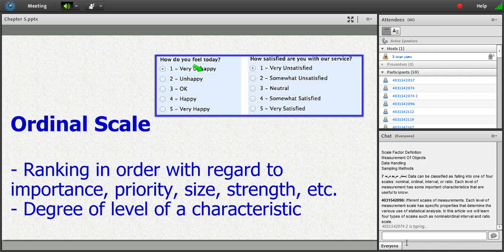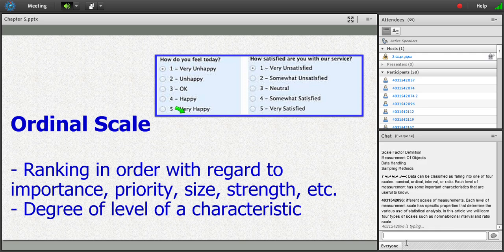For example, how do you feel today? 1, very unhappy. 2, unhappy. 3, okay. 4, happy. 5, very happy. So 5 here means more than 1. 5 means the highest level of being happy. So in ordinal scale, we have ranking, and the higher the rank is, the more that characteristic exists.